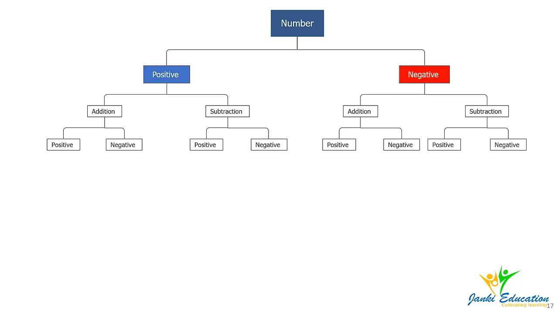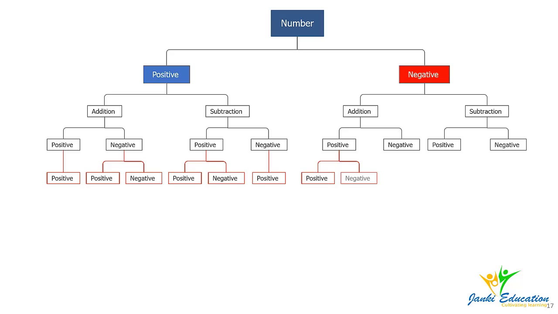Now, doing the addition of a positive integer with a positive integer, what kind of answer will we get? That answer is always positive. Like this, all the operations give us a specific type of integer. If I add positive with negative, I will get an answer that is either positive or negative. Each operation results in a particular type of integer.